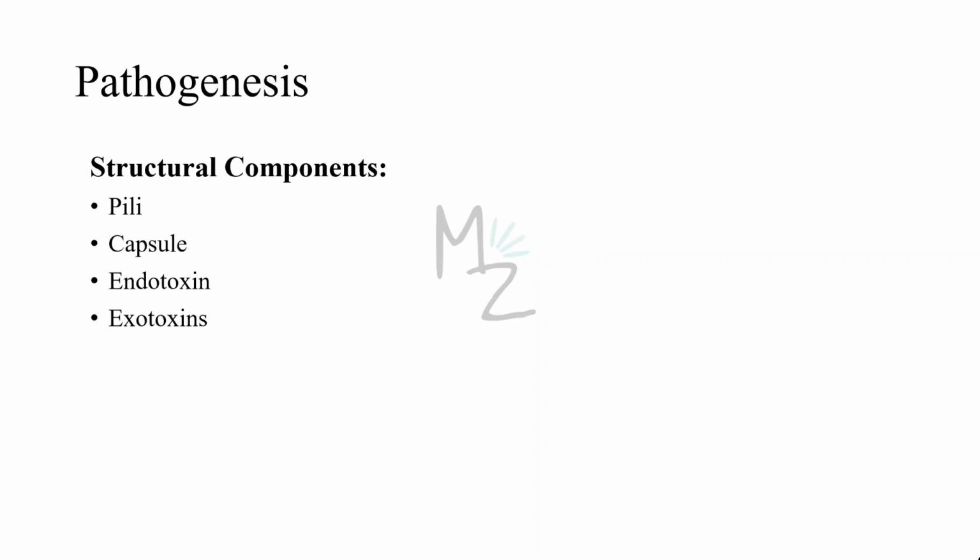Pathogenesis. Prior to talking about the pathogenesis, let me tell you something really cool. There are 4 structural components that help E. coli cause different diseases. Number 1 is pili. Then we've got capsule. Then we've got 1 endotoxin and 3 exotoxins.